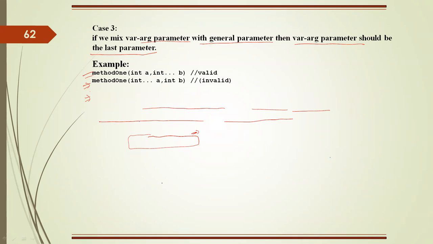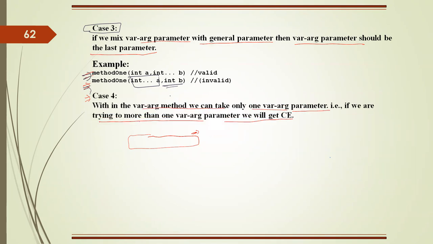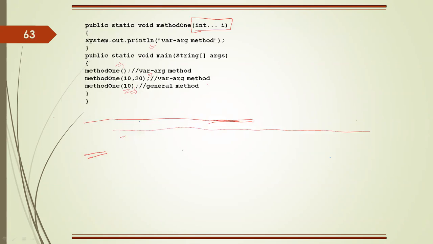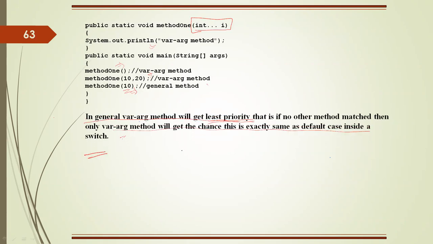Case three: this is invalid, right? This is the case three I am telling you. This is invalid. Why? Because you are taking the varargs at the starting of the method arguments; you can take it only at the last. Case four: within a method, we can take only one varargs parameter. If you try to use more than one varargs parameter, it is not valid. More than one varargs parameter is not allowed.